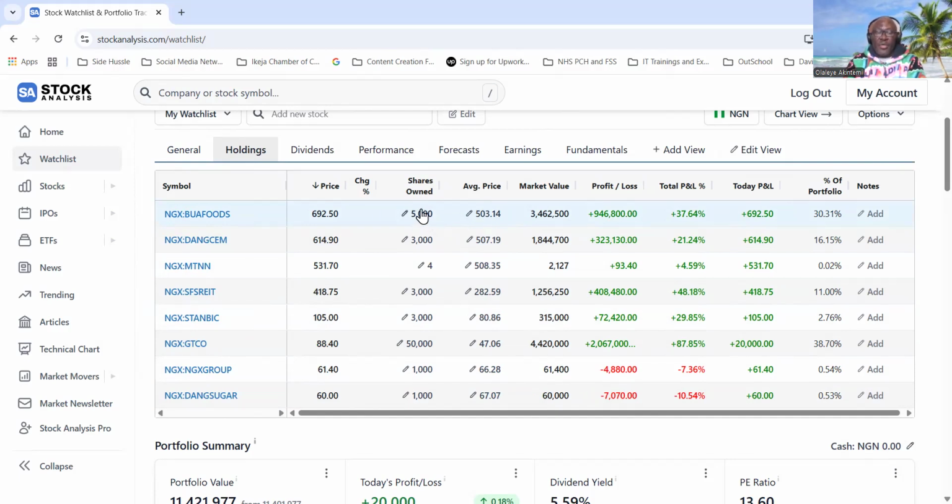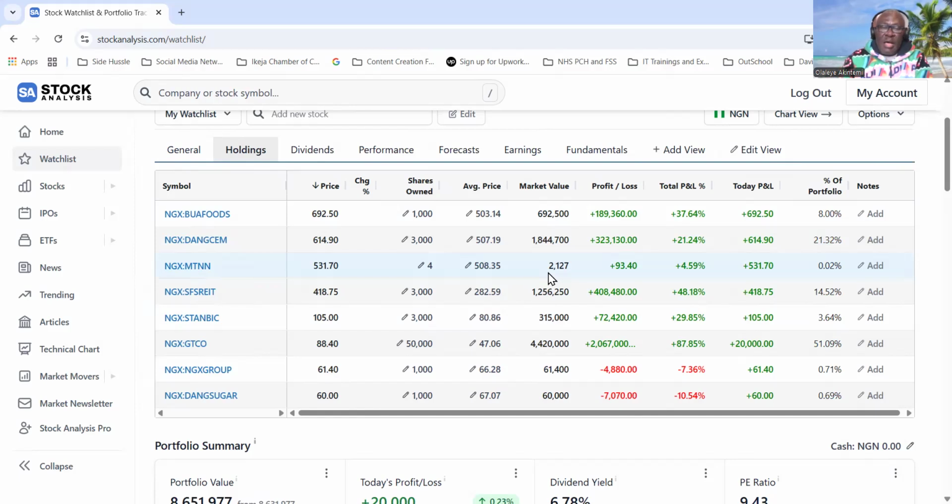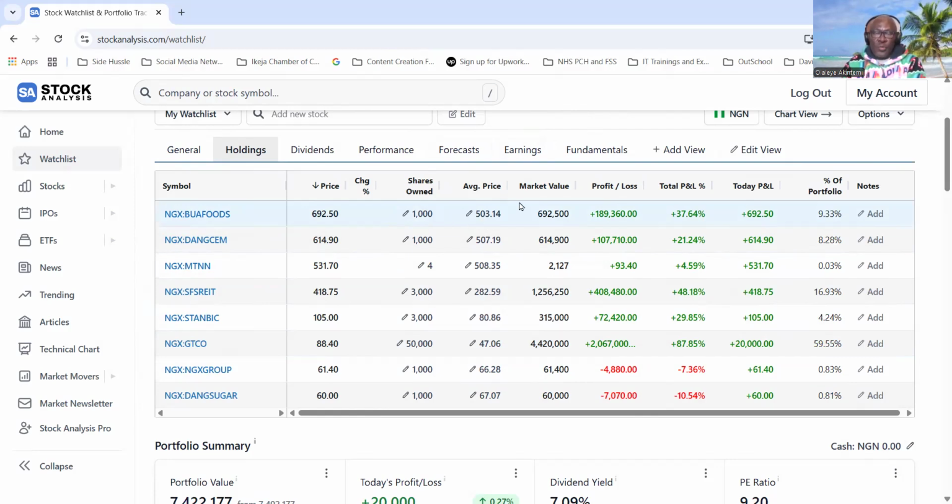For example, when I bought BUA Foods, I have 1,000 units of BUA Foods, but I bought about 500 first, and then I bought another 500, and the price for each of those 500 is different. So your stockbroker would have found the average price for each of those stocks for you. So you can just pick from your stockbroker website or mobile app the average price for the stocks you own.